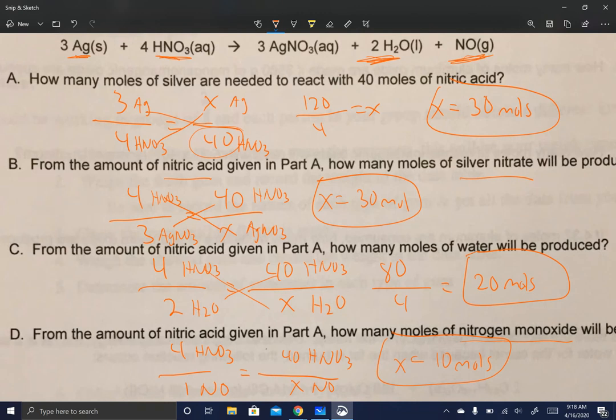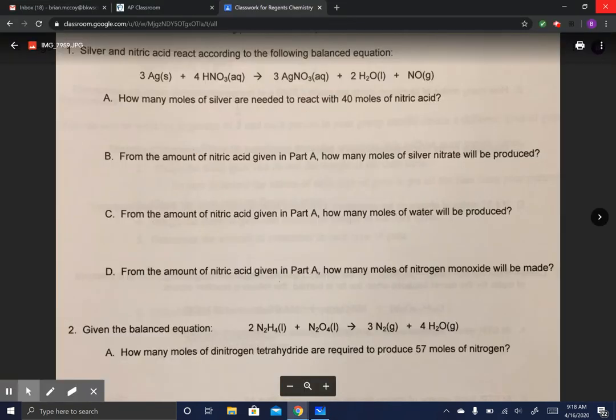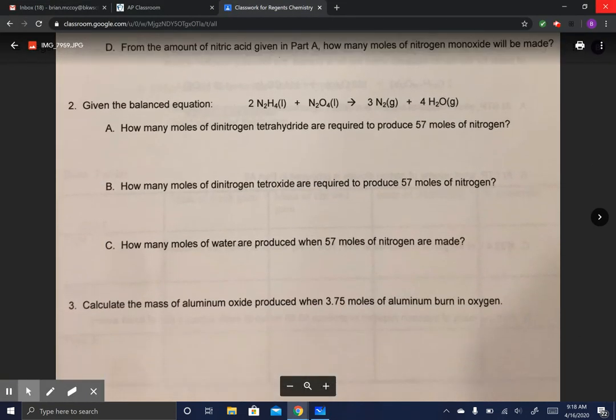So anyways, that's 10 moles for D. Okay, there you go. Number 2.